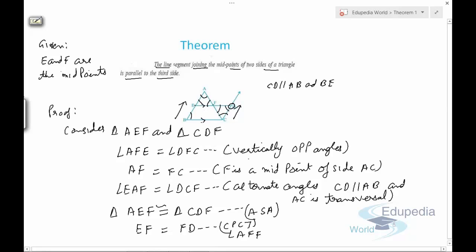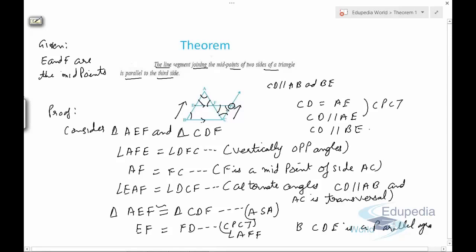So we can say that now BCDE is a parallelogram, right? Why is it a parallelogram? Let's discuss this first. We have proved that triangle AEF is congruent to triangle CDF. So we can say that CD is equal to AE and CD is also parallel to AE, by CPCT, because these two triangles are congruent. Also CD is parallel to BE and CD is also equal to BE, because E is a midpoint. Now if one pair of opposite sides is equal and parallel, then it's a parallelogram. So we can say that BCDE is a parallelogram.